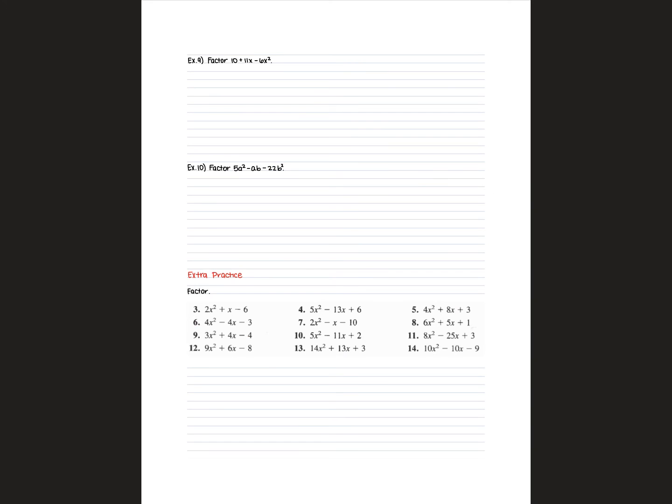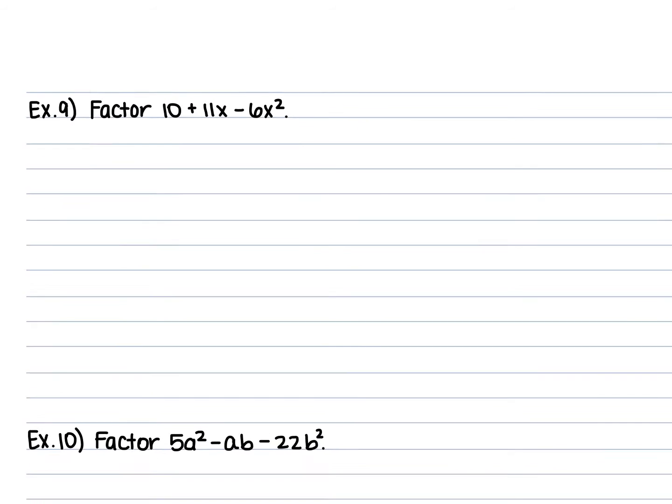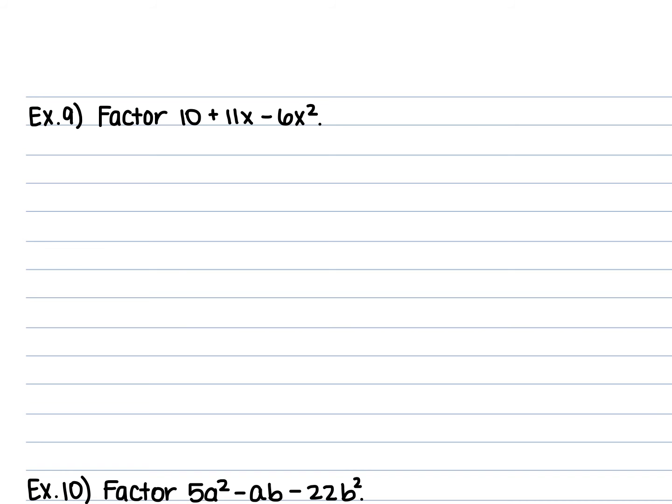For next example 9, we have 10 plus 11x minus 6x squared. Now I'm just going to rewrite this to where my x squared comes first, and it's in standard form. So it gives us negative 6x squared plus 11x plus 10. I don't want to work with that negative out front of that 6. So I'm going to factor out a negative 1 to start with. This is going to give us negative 1 times 6x squared minus 11x minus 10.